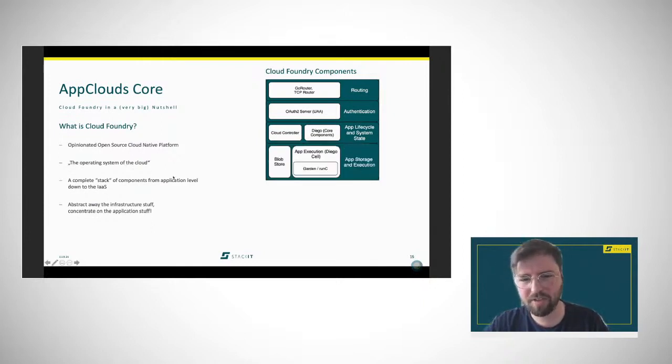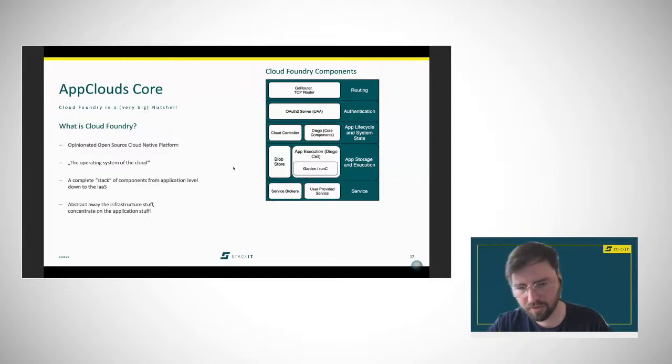So beneath it, we have the app execution, which are different Diego cells. Diego takes a VM and then wraps this VM into a Diego cell, installs everything that is needed in order to run the applications on it, as for example the runC container runtime that will enable Cloud Foundry to run Docker images within it. And then we have a blob store for app storage.